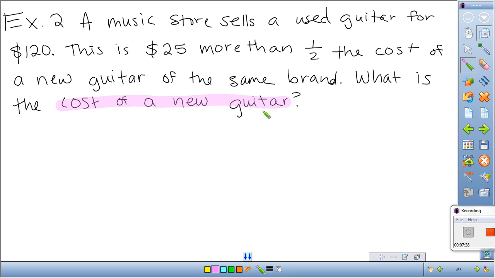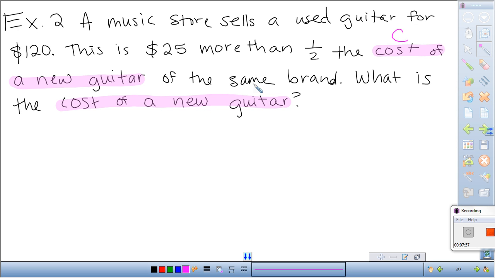So that must be what we don't know. Cost of a new guitar. Oh, and look right here, cost of a new guitar. There it is. So we need to come up with a variable for this cost of a new guitar. And to me, cost goes well with C. So I'm going to use C for the cost of a new guitar. Since it says what is that, we don't know it. If we don't know it, it's a variable.